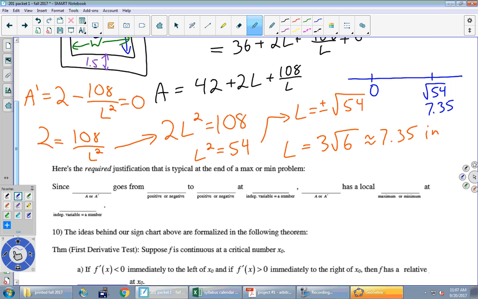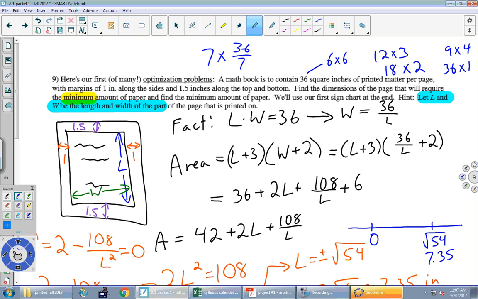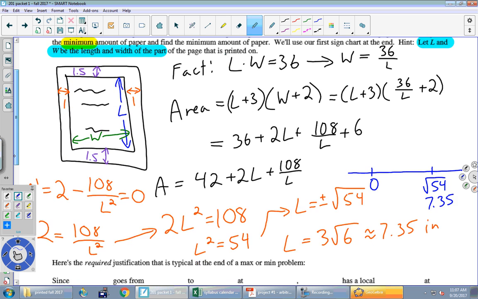And how about the biggest L? Could L be 100 inches? Could it be bigger than 36 or no? What if it were 100 by something? What number can I put there to make it equal 36 at the end of the day? Doesn't that multiply to 36? Yeah. So there's no biggest, there's no end on the far right.